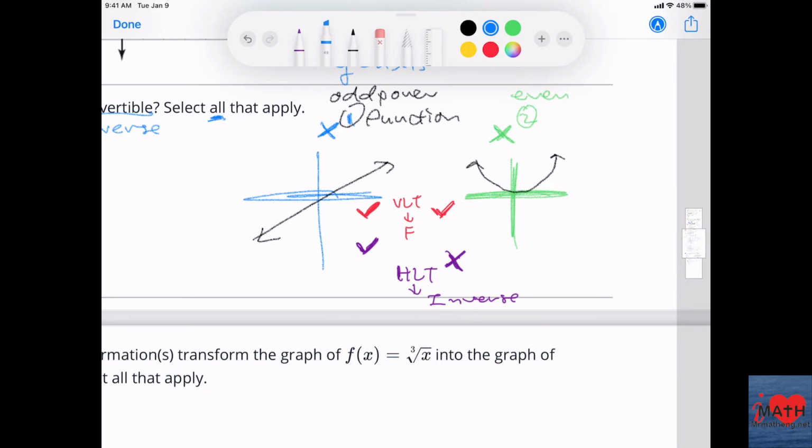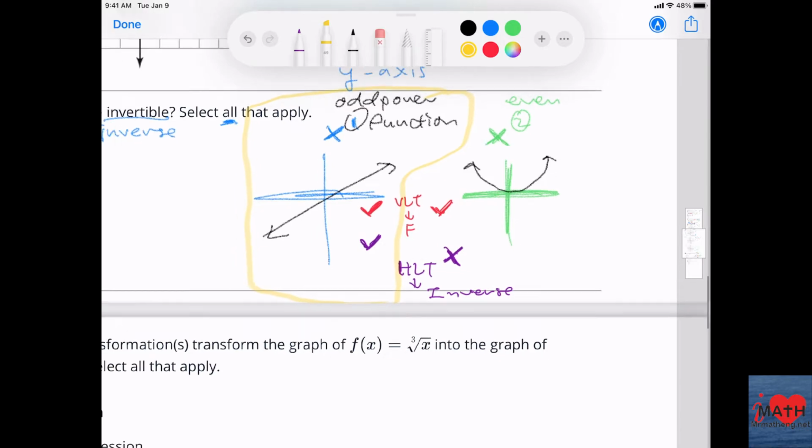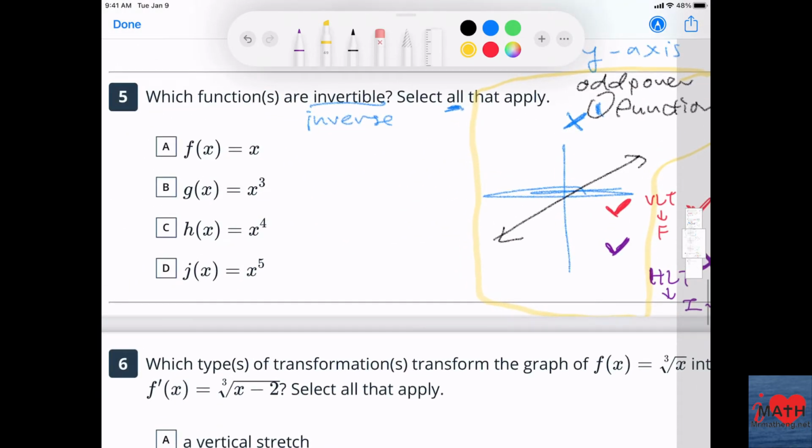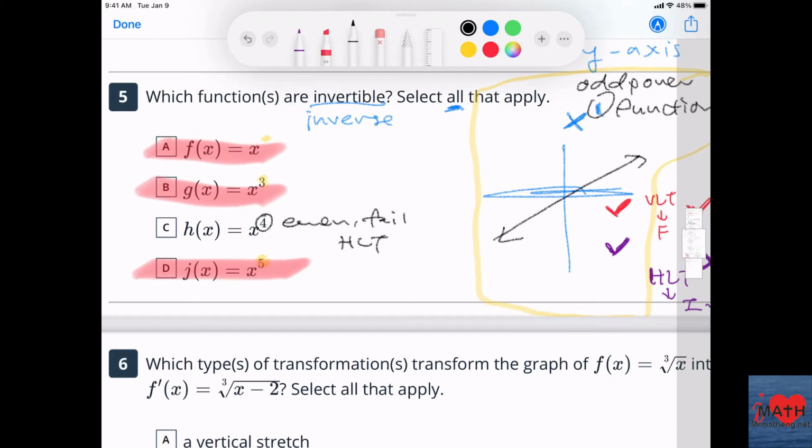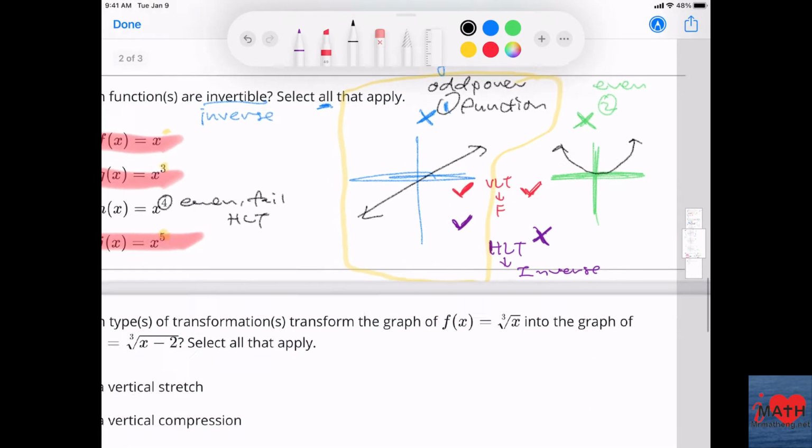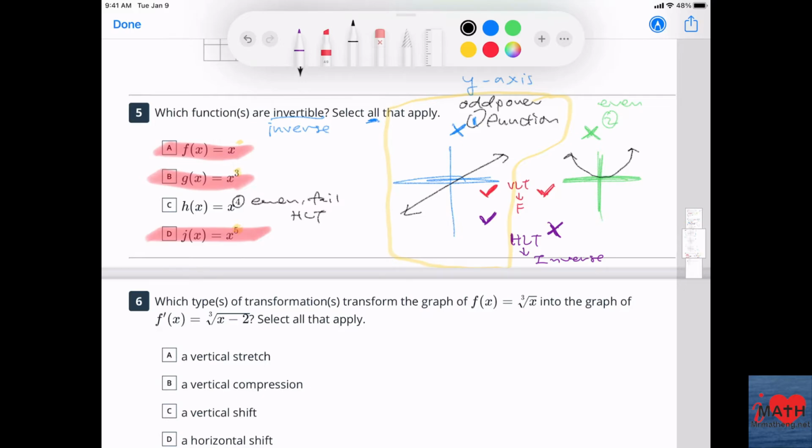Okay, what am I trying to say here? I'm trying to say that anything that is an odd power function will pass, and it can take the inverse. So you're just looking up here, and you're looking for odds. So odds in our case would be A, B, and D. Okay. Remember, this is an even, and this one would fail the horizontal line test. That would have been that green graph to the far right. Okay. So quick ways of just not memorizing it.